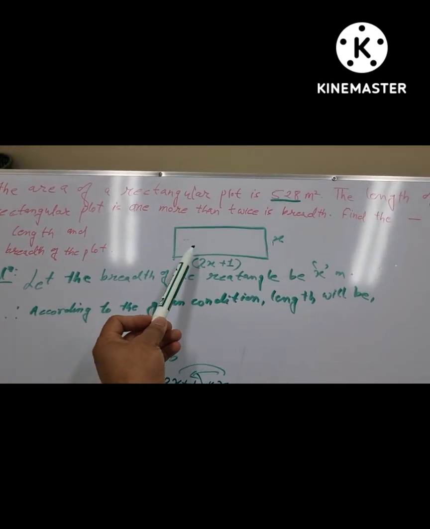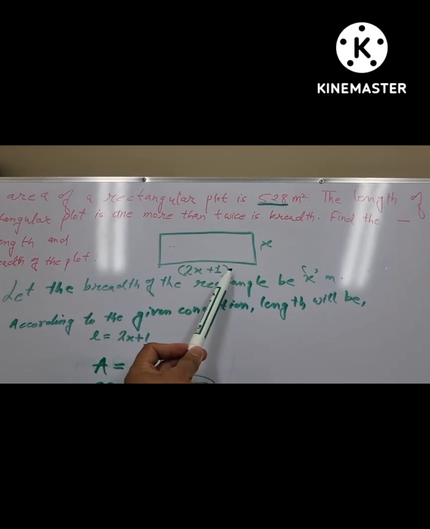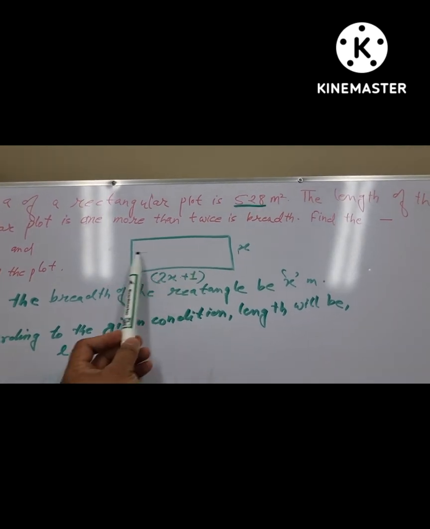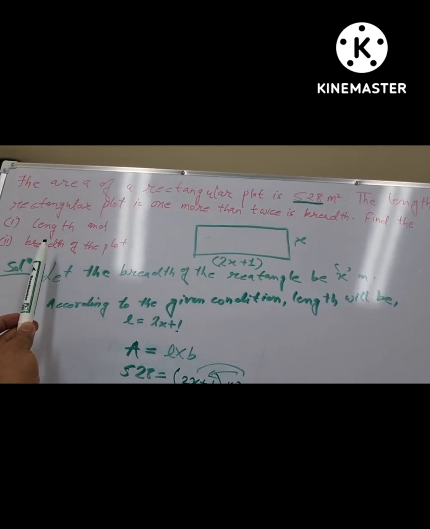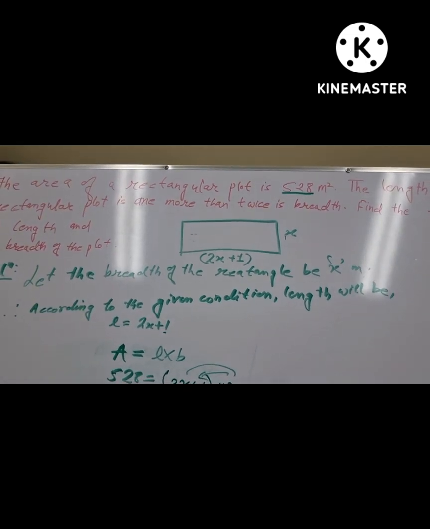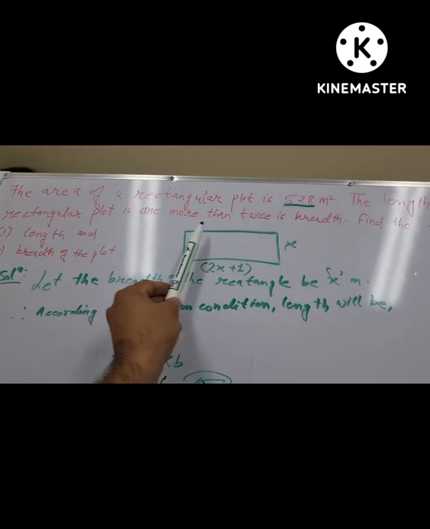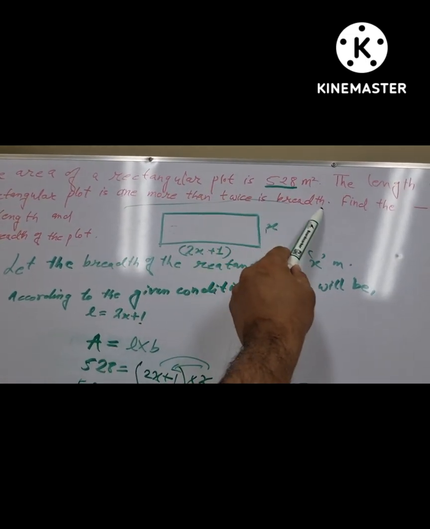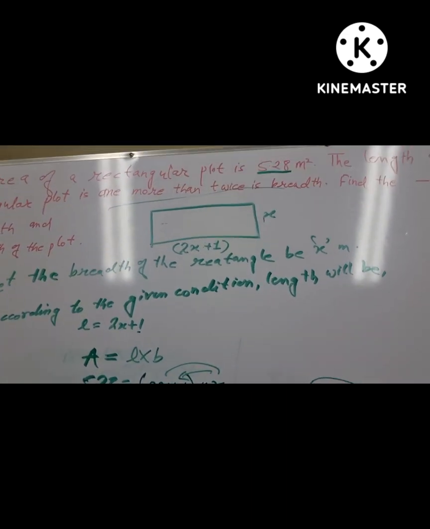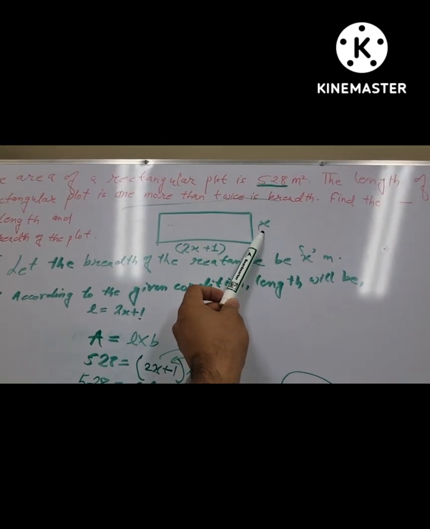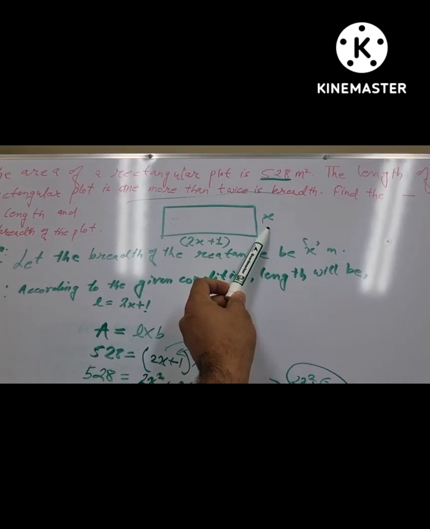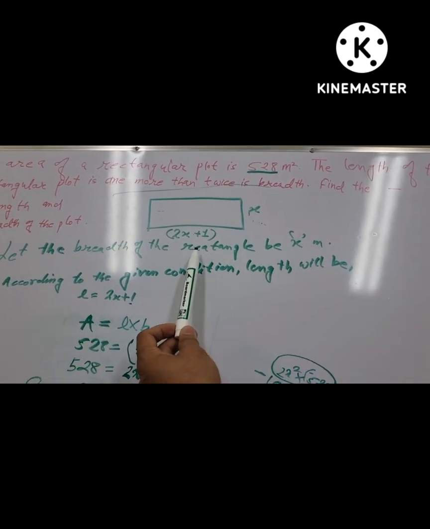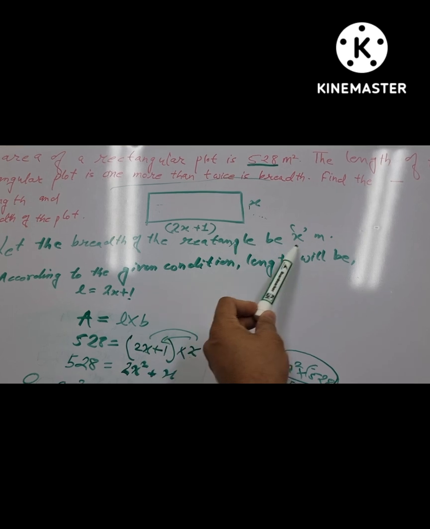So we are given a rectangular plot whose area is 528 meters squared. It's given in the problem. Length and width is not given, that we need to find out, but one condition is given over here, that the length of the rectangular plot is 1 more than twice its breadth. So first of all, we can assume that let the breadth of the rectangular plot be x meters. So I have assumed over here that breadth of the rectangular plot is x.